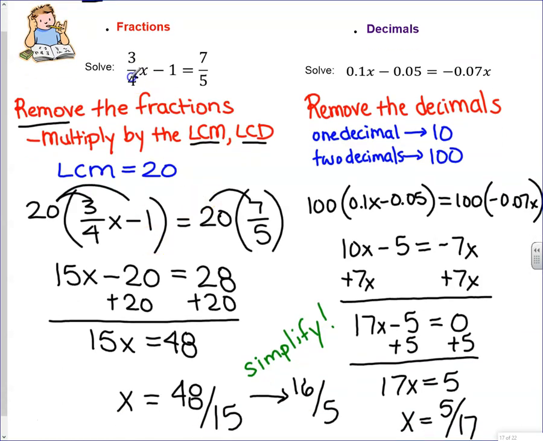But if we look at our two denominators here, we have 4 and 5. And so if we think of all the multiples of 4 and 5, so 4, we would have 4, 8, 12, 16, 20, right?